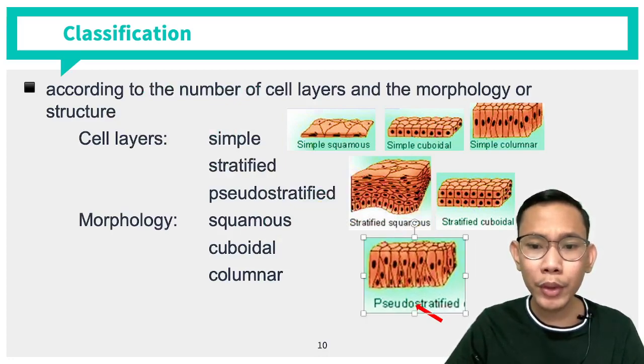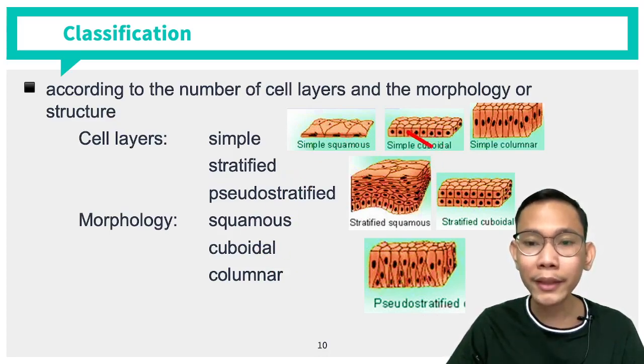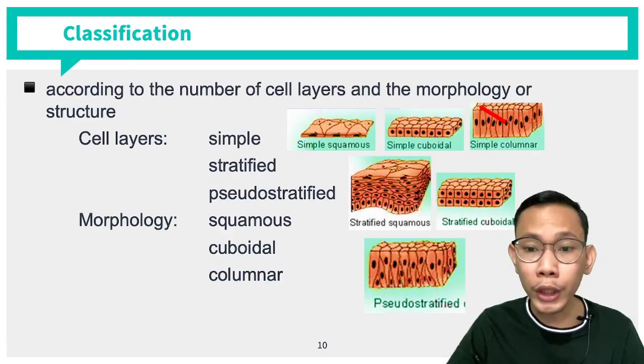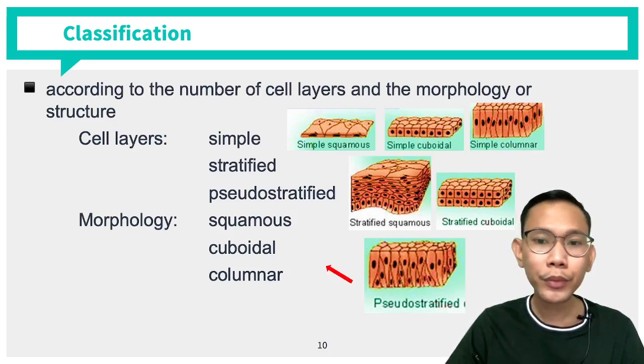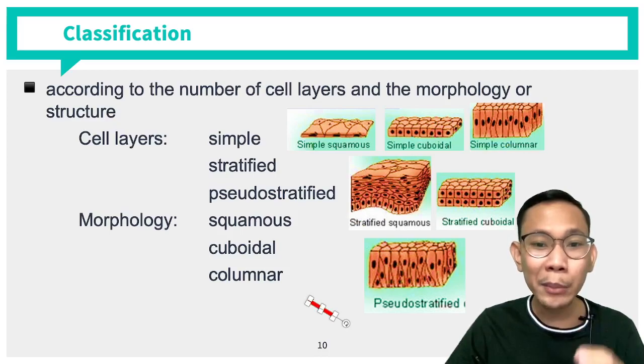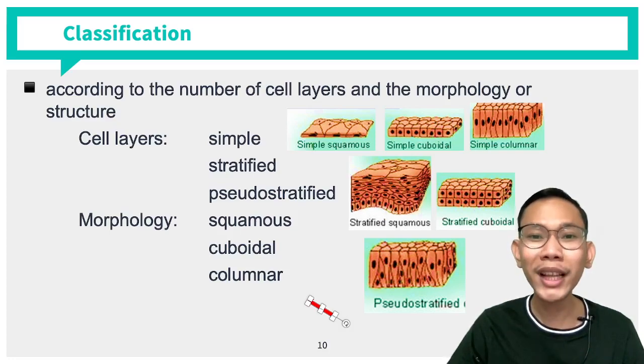When we say squamous, as you can see in our example, these are flat cells. Cuboidal, cube cells, are as tall as they are wide. Simple columnar, what is that? Taller than they are wide. That's why it's columnar. Now we are able to classify our epithelium based on their layers and morphology. It could be simple, stratified, or pseudostratified for layers, and squamous, cuboidal, or columnar for shape.